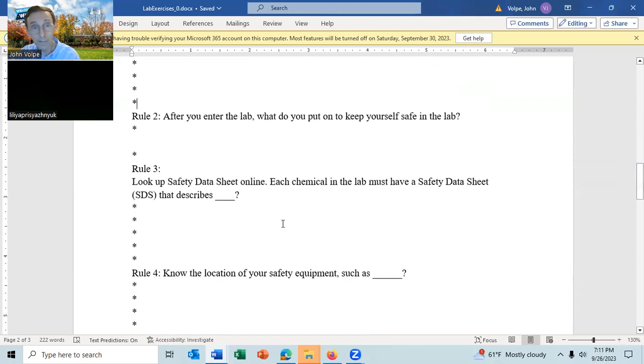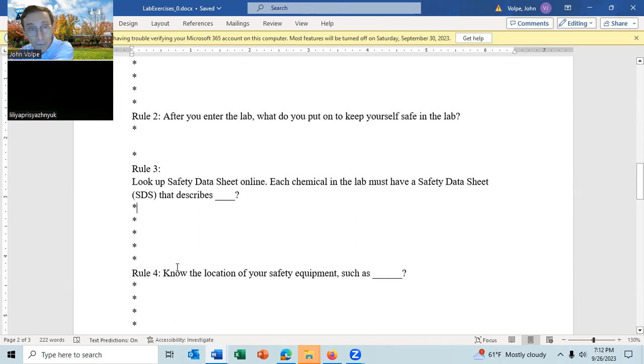Rule 3, this one you need to look up online. What is a safety data sheet? And each chemical in the lab has a safety data sheet. You need to describe what the safety data sheet does describe. I'm going to tell you a simple 1-word answer will not be enough to answer the rule 3. You need at least a phrase.